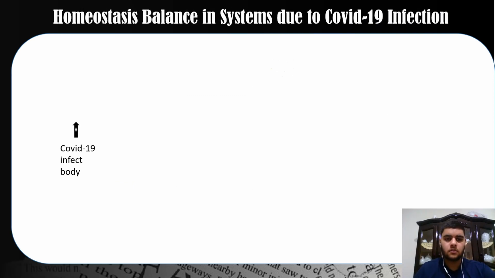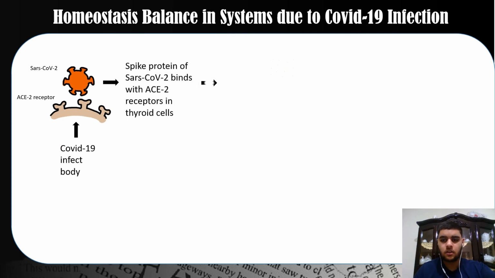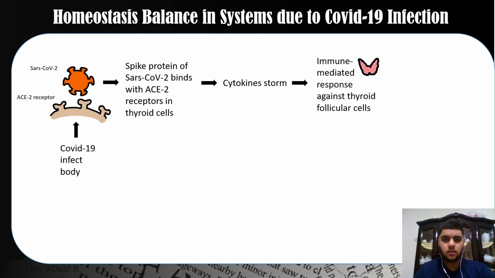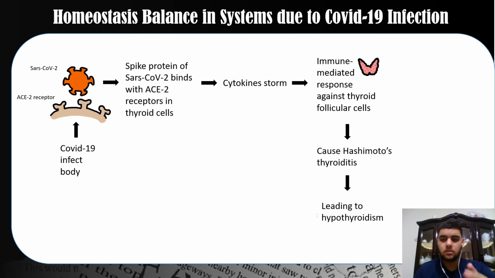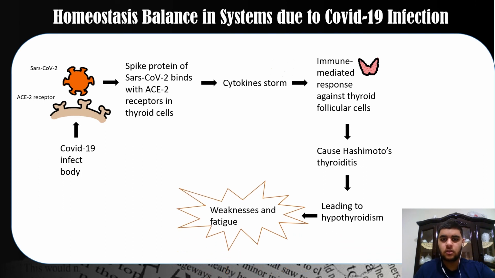So, first, COVID-19 infects the body, and because SARS-CoV-2 is a foreign invader, the spike proteins of SARS-2 bind with the ACE2 receptors in the thyroid cells to recognize it. Then, after recognition, a cytokine storm occurs, which will trigger an immune response against thyroid follicular cells, causing Hashimoto's thyroiditis, leading to hypothyroidism. Then, in the end, hypothyroidism causes weakness and fatigue for the body.